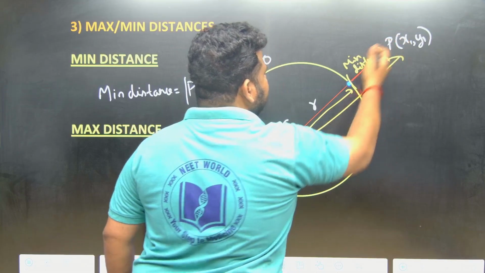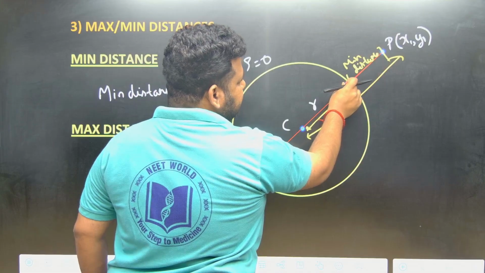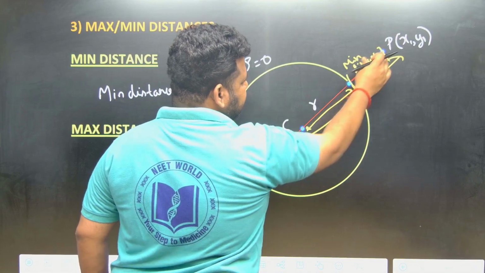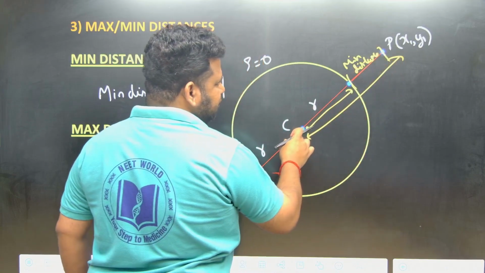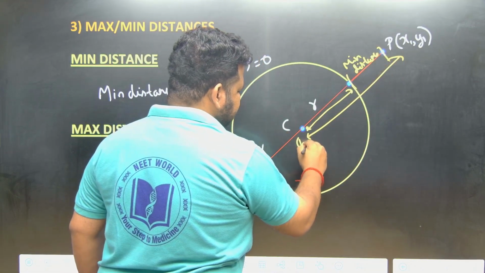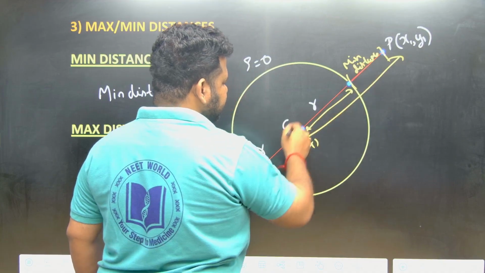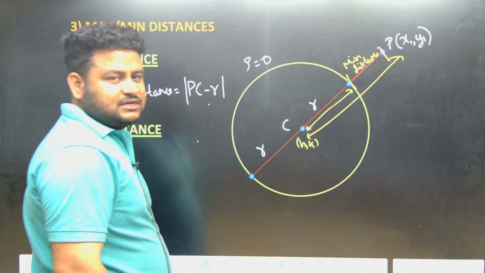But directly I don't know the value of this, because they have not given the coordinates of this point. That means I cannot find directly the distance from P to this point. So I will find PC, because the center (h, k) is given. I will use the distance formula from P to C, minus radius, and I will get this distance. This is known as the minimum distance.